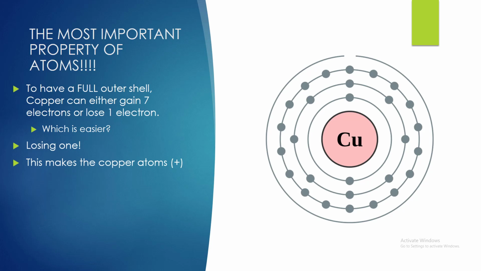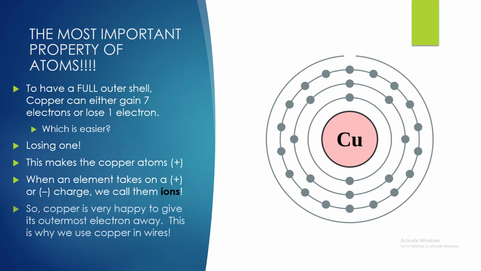And when this happens, it makes a copper atom altogether positively charged. We lost an electron, but we started with the same number of protons, which are positive, and electrons, which are negative, but then we lost one of the negative charges. So when that negative charge goes away, there's an imbalance in charges, and now we have one more positive charge than negative charge. And when an element takes on a positive or negative charge, we call them ions.